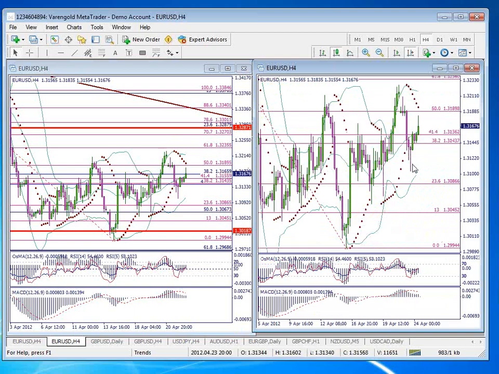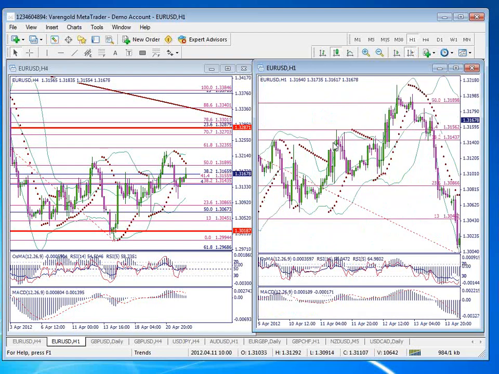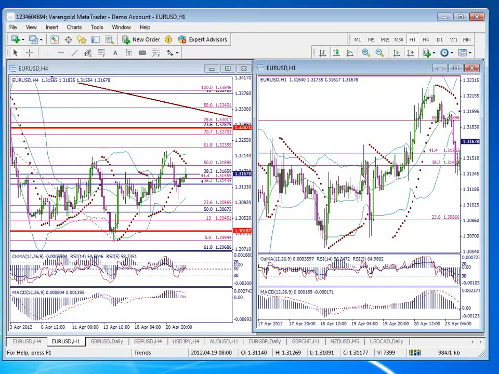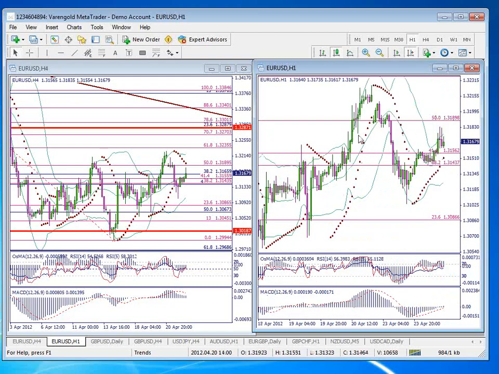I will look for signals. I will look for trends on the 4-hour chart, but I will look for signals for entry and exits on smaller time frames. We can look for signals on 1 hour or smaller time frames.